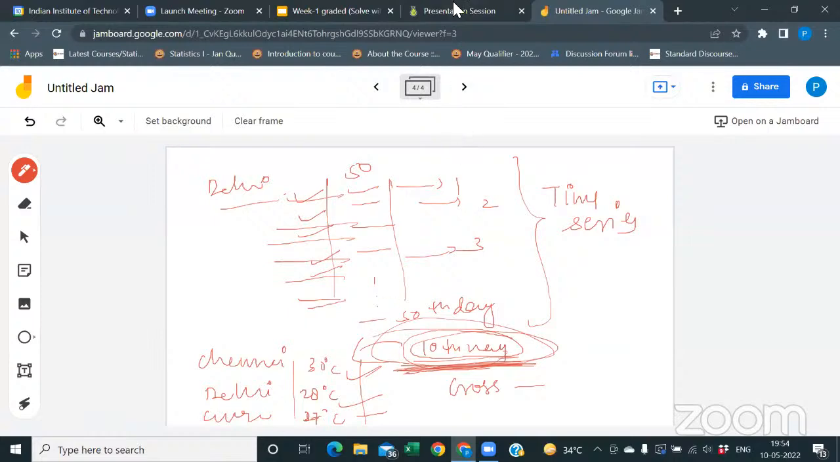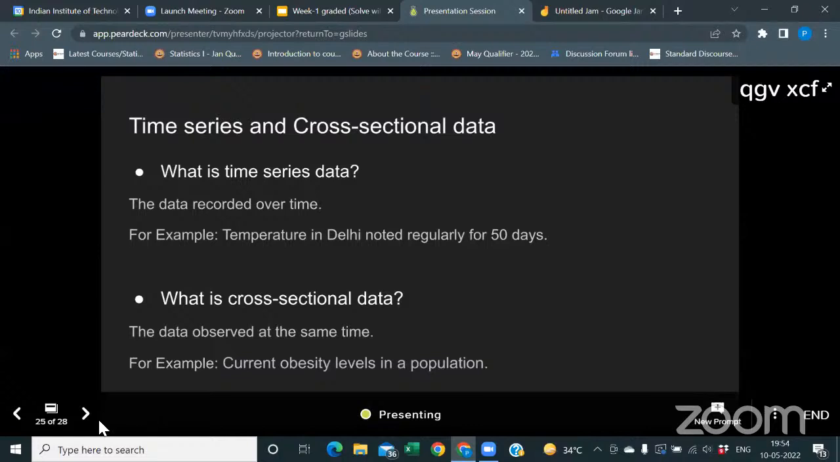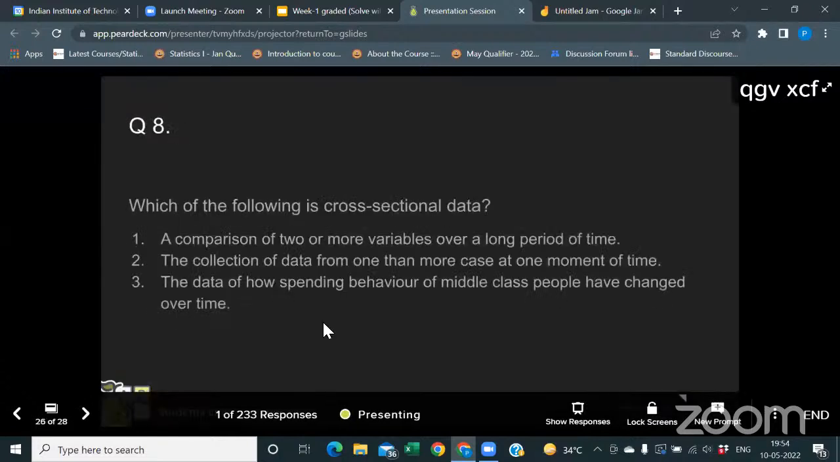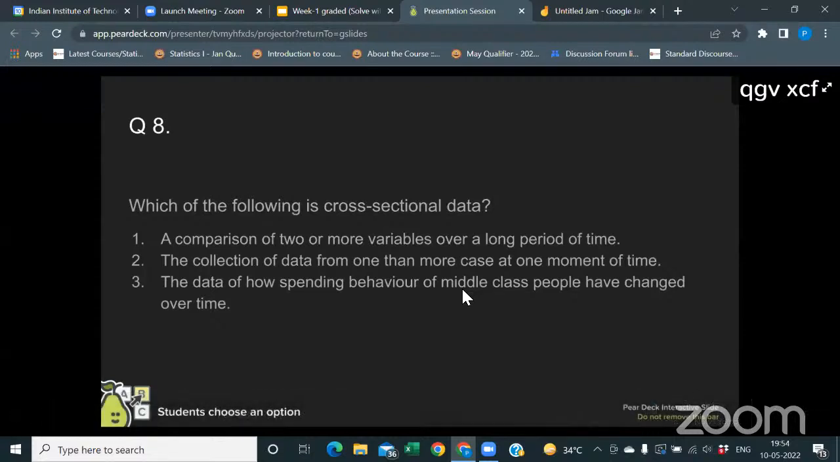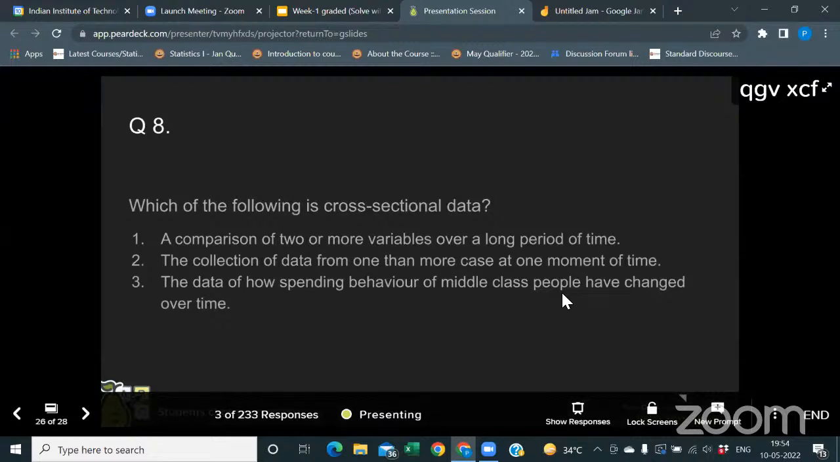Yes, sir. Okay, let's move to the last question. This is the last question. Okay, nice. Let's wait for a couple of seconds. After that, we will move to the solution.